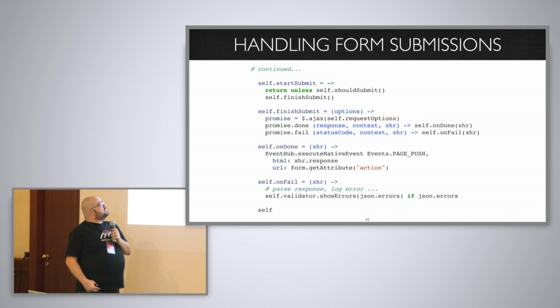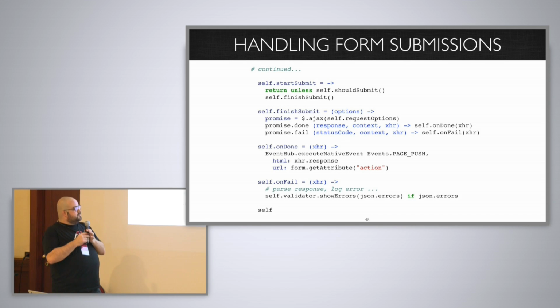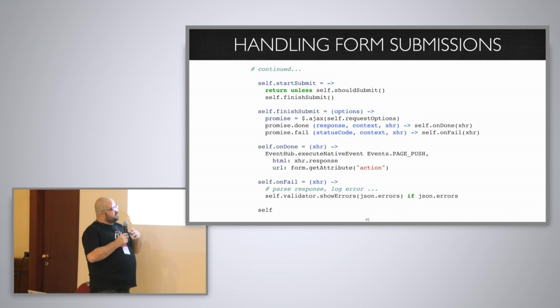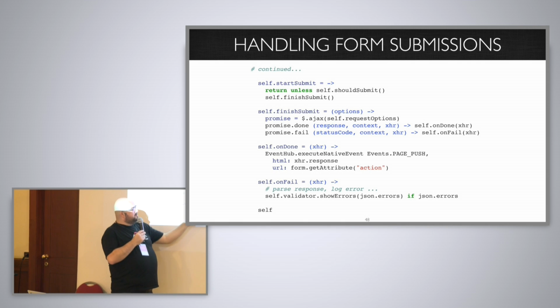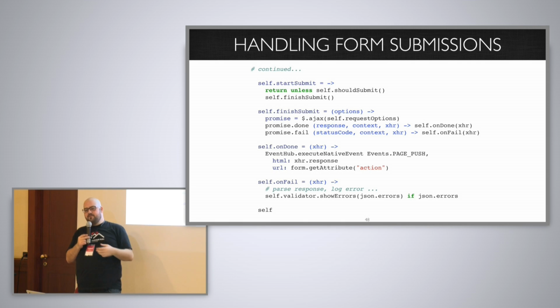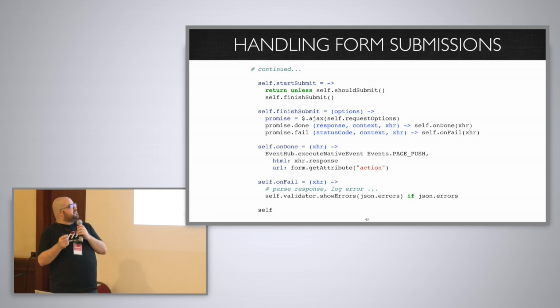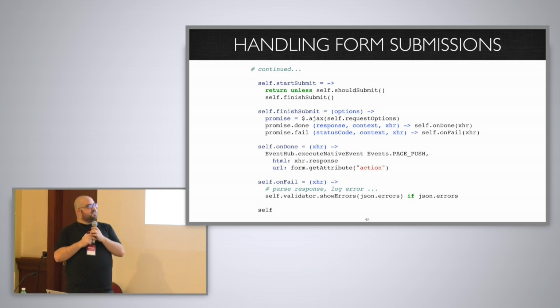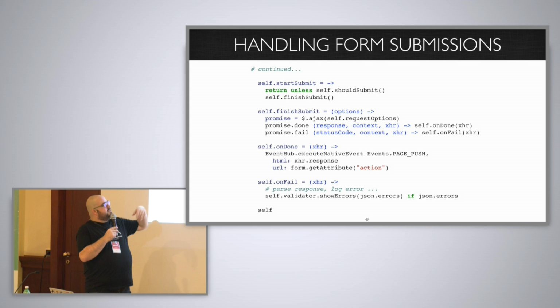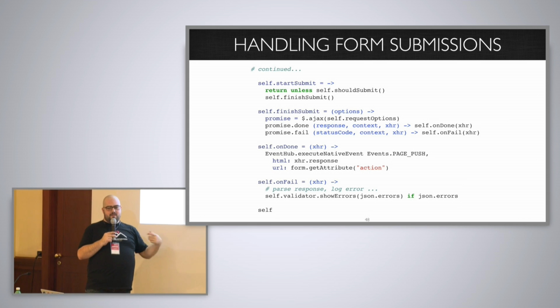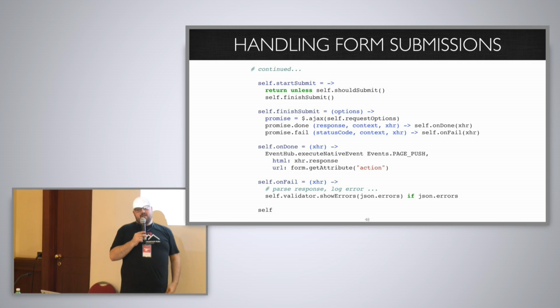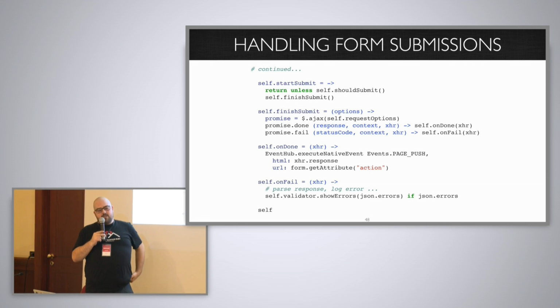Handling form submissions. We made a form handler. It's simple. It just has some basic JSON things that we have to set up. The important part is that should submit can actually ask the form handler itself if things are valid. And then we did this little start submit, finish submit dance. Start submit means that if it's valid and good to go, then finish submit actually goes through, makes the promise, and does the work. But that also gives you the ability to subclass this form handler.